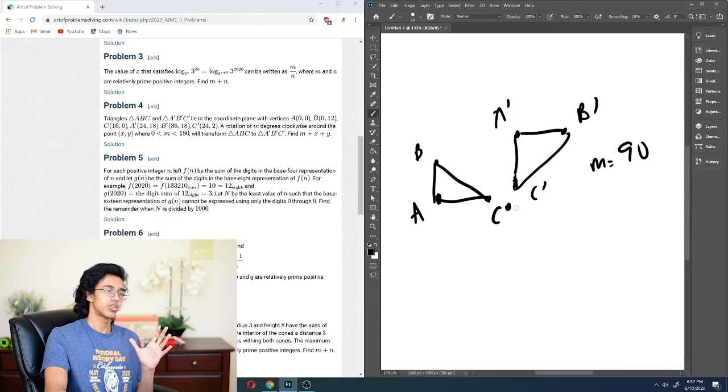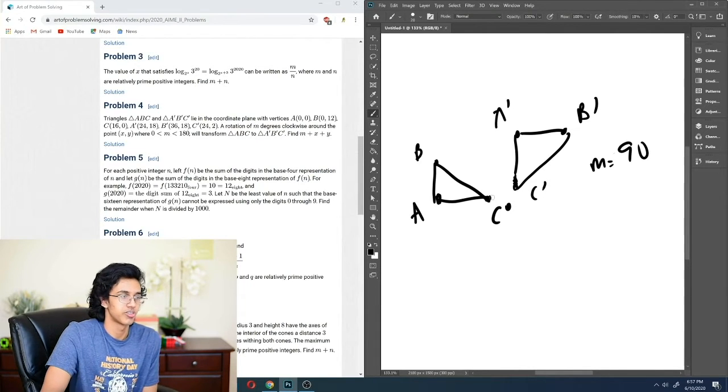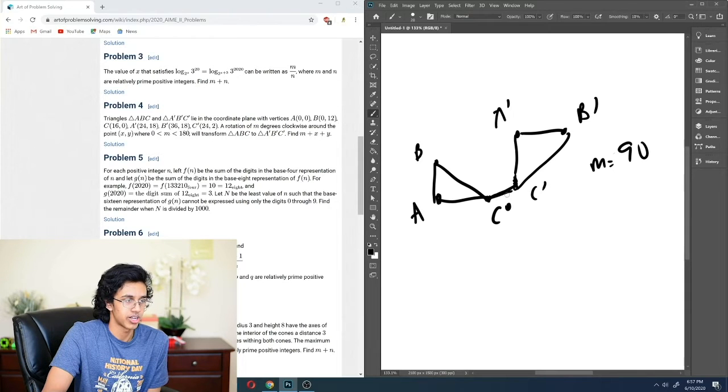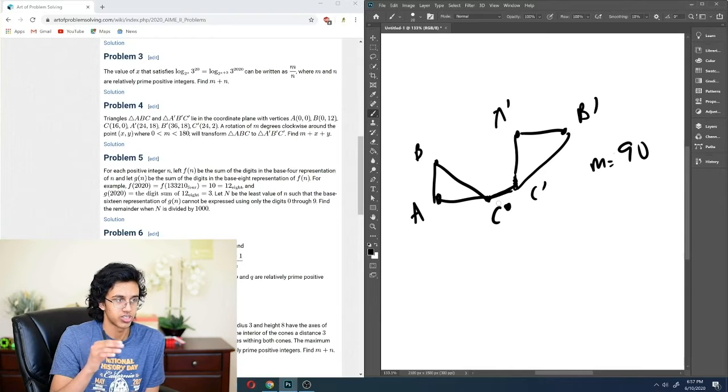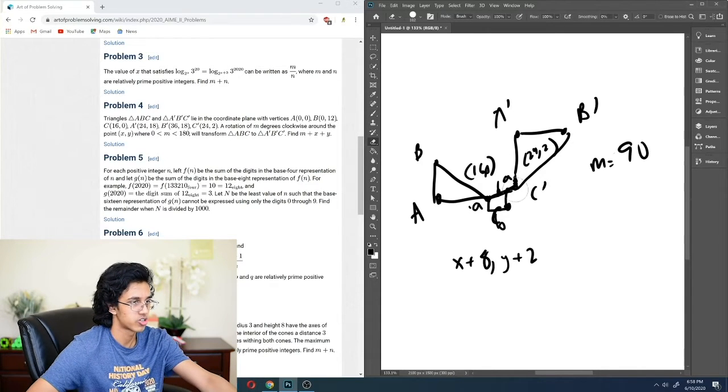But I'm pretty sure that the better way to do it is to notice that we already know it's a 90-degree rotation, right? So you could take this line and find the point around which you have to rotate 90 degrees in order to get to C prime. Okay, this is really not clear. Let me draw it out way bigger.